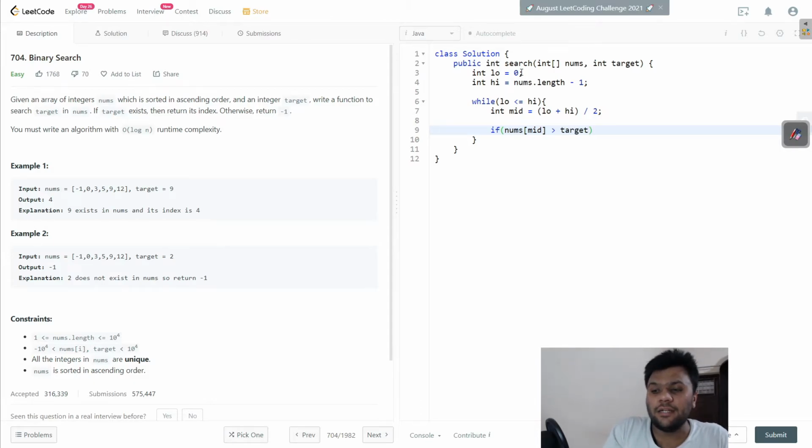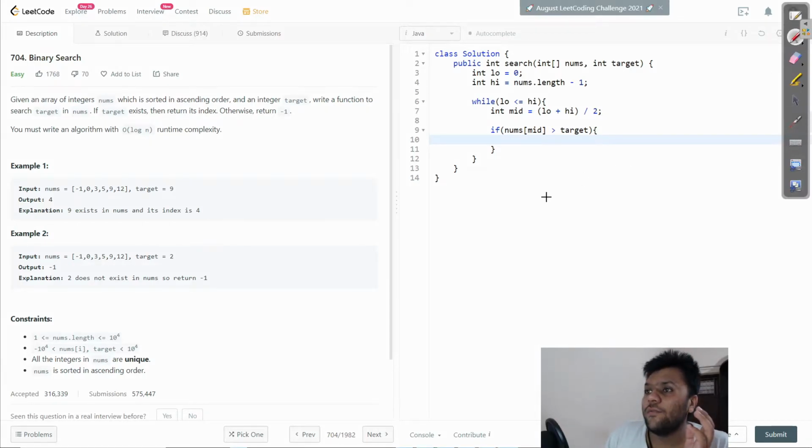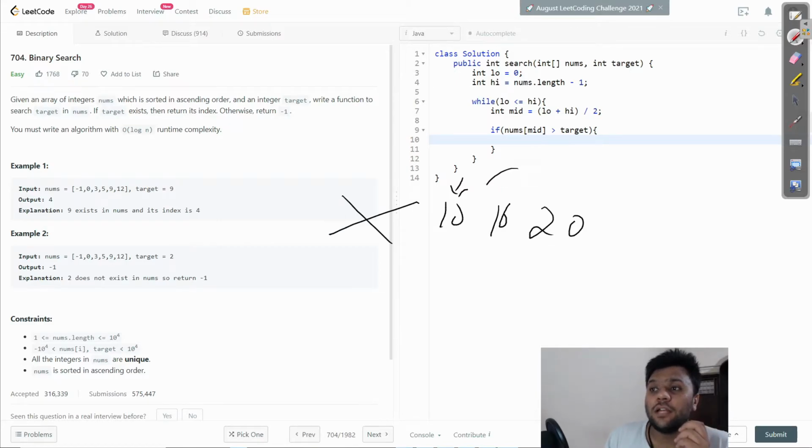If nums of mid is greater than my target, then what does that mean? Let me tell you. Say my target is 16, my array is still 20, and I'm pointing at my mid, 10. So I will stop looking at this part and start focusing on this one. It means my target is after this mid.